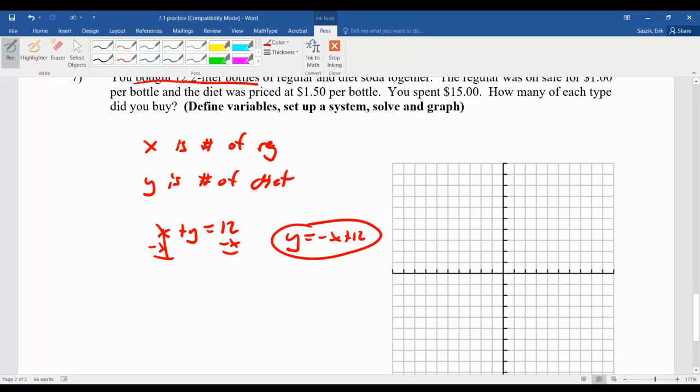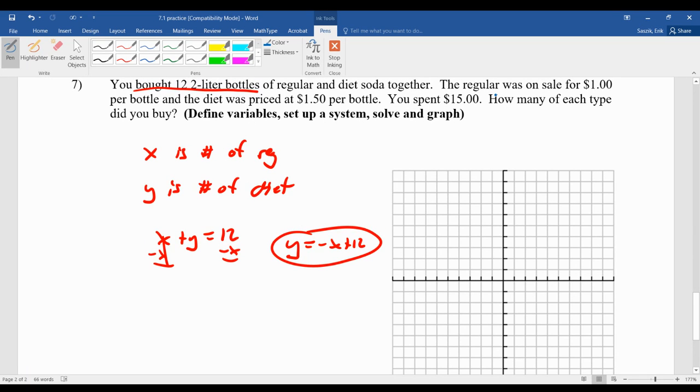The second equation is going to be the money equation. See here, the regular was on sale for $1 per bottle. So $1 times X, that's the number of regular, plus the diet was $1.50 times Y has to give us the total. What we did first is what I call the number equation, just based on how many you bought. The second one is the money equation. So this becomes $1.50y equals -X plus 15.